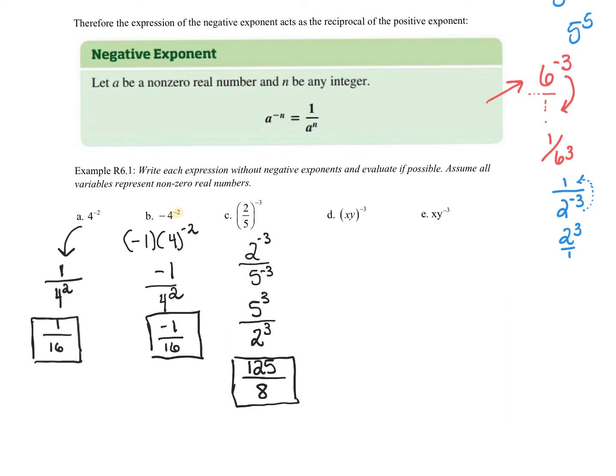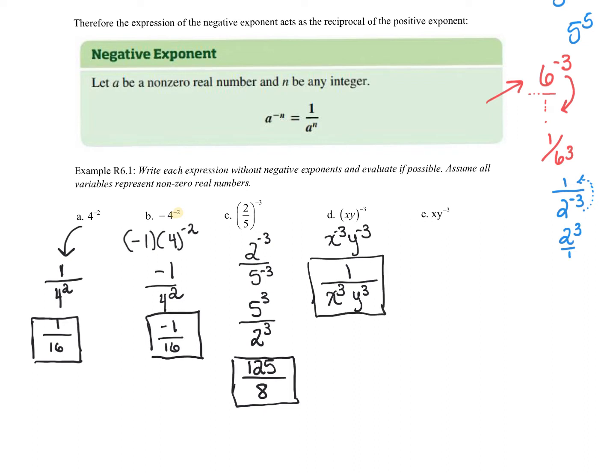Letter D, similar to letter C, everyone in those parentheses, whether it's a fraction or not, everyone needs that power. So I get x to the negative 3 power, y to the negative 3 power. They both have negative powers, so I need to send them down to the denominator. So 1 on the top of the fraction to hold my place. When x goes down to the bottom, its power becomes positive. When y goes down to the bottom, its power becomes positive.